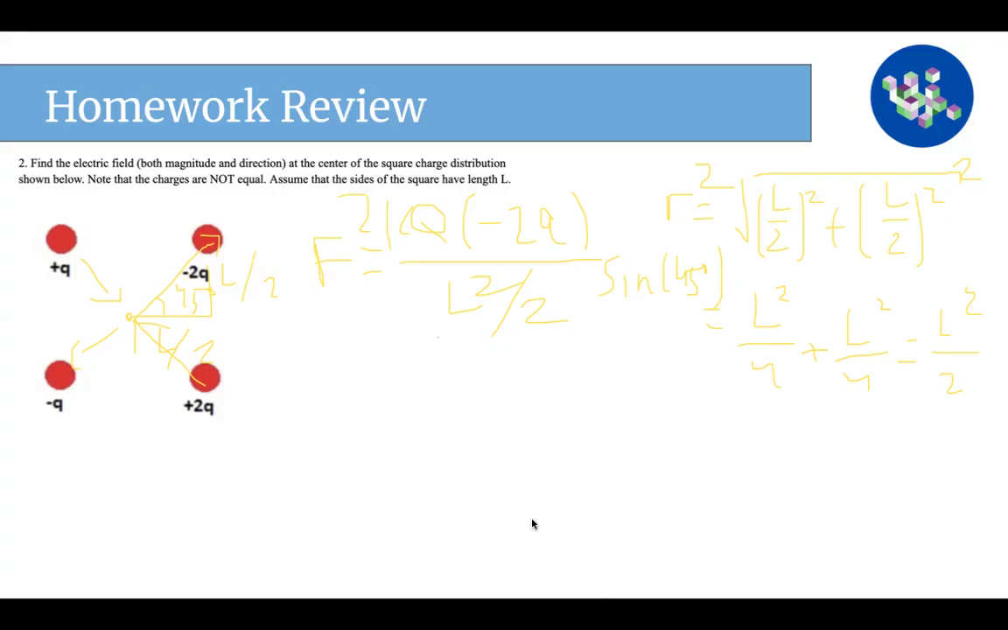I hope. Good job. So you'll find that for the negative 2q it's that way, and from the plus 2q it's that way. So the net force will be upwards, right? And then you'll find negative q is that way, and plus q is that way. So you'll find the net force downwards. You'll just need to add those two vectors together and then you'll get your final answer. It's just a bit of calculation, but it should be fine.